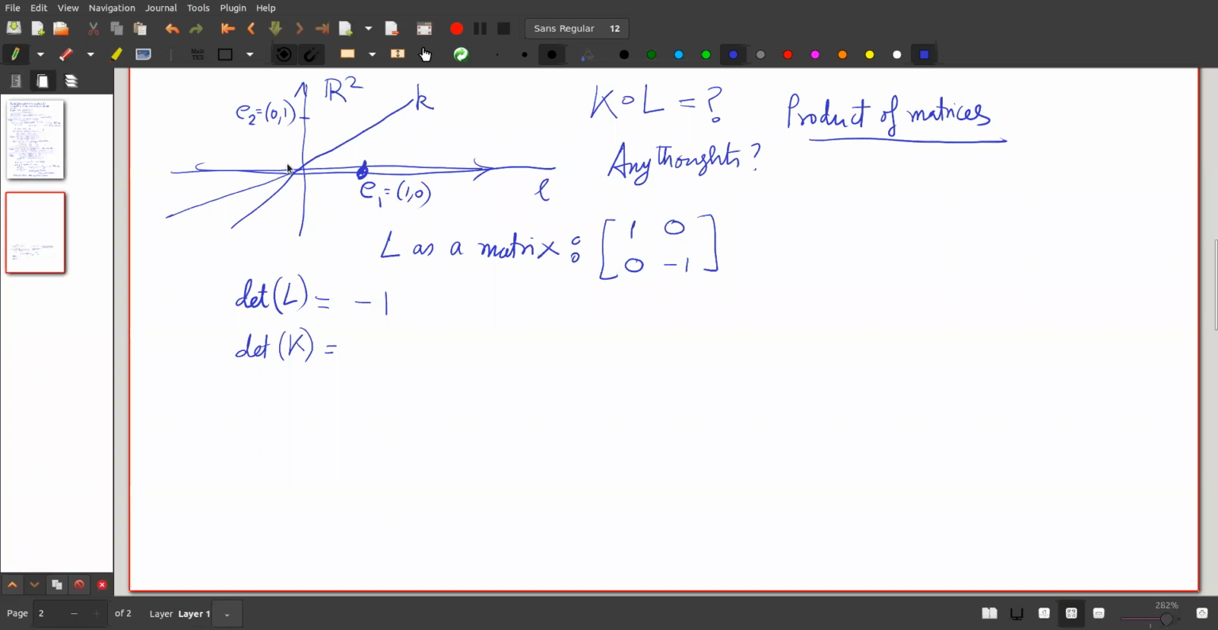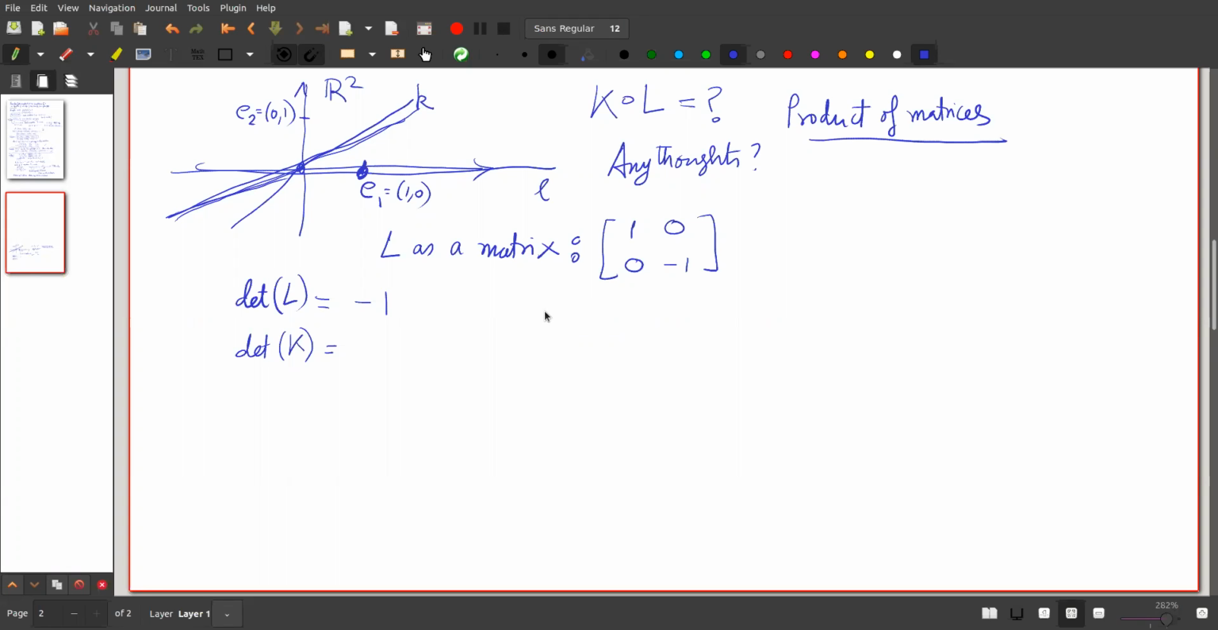The first column of the matrix K is -1, 0. Why? Because it's a reflection about the y-axis. No. Here K is any line. Okay. So K is any line. Sorry, my picture is not very good. I am scribbling. I hope you please bear with me. So this is the line K. The question is, how do you express K as a matrix?